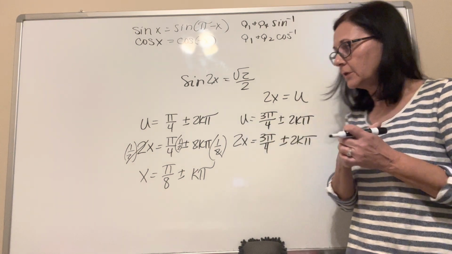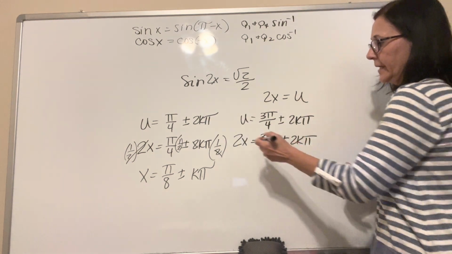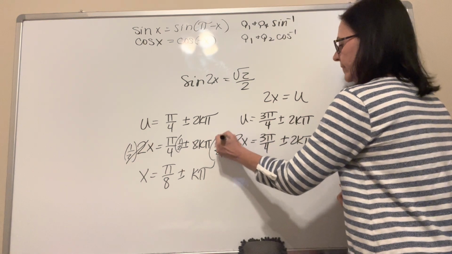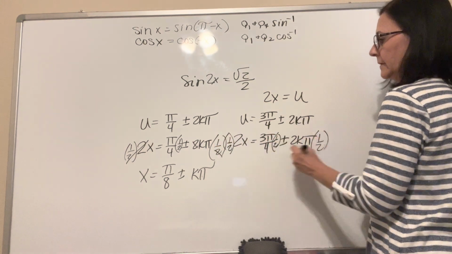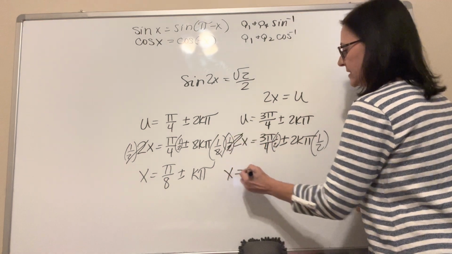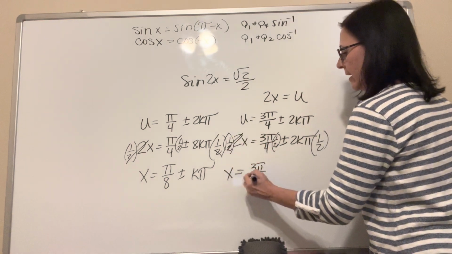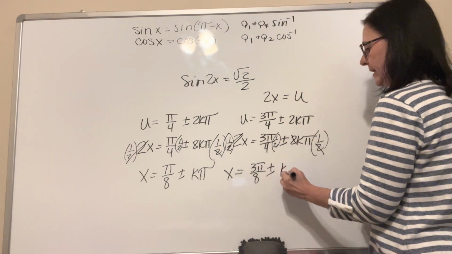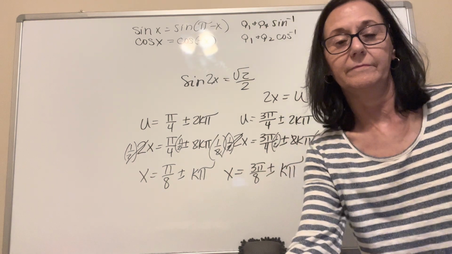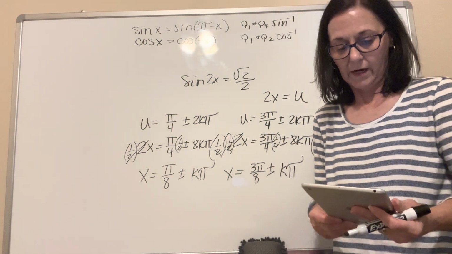It's very similar to that. Again, this other one I'm going to multiply every term by 1/2. All right, so then we have x equals, this is going to be 3 pi over 8 plus minus k pi.